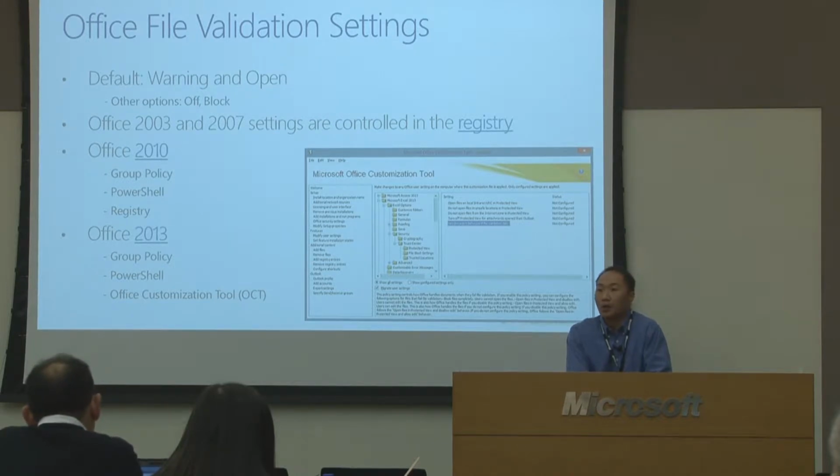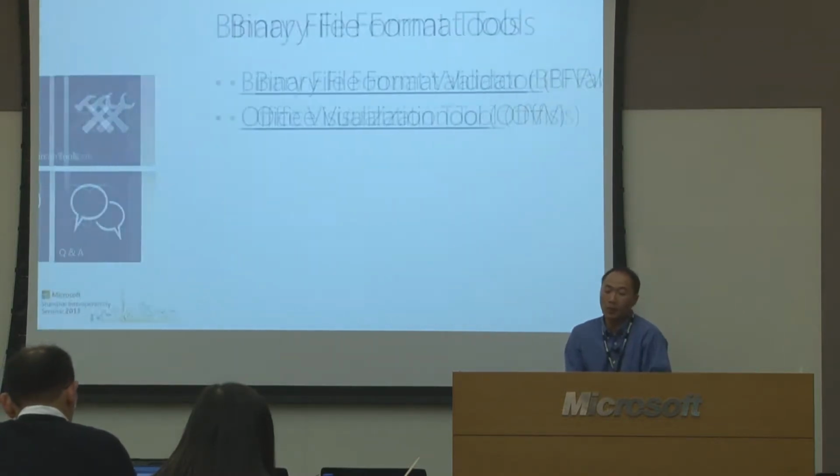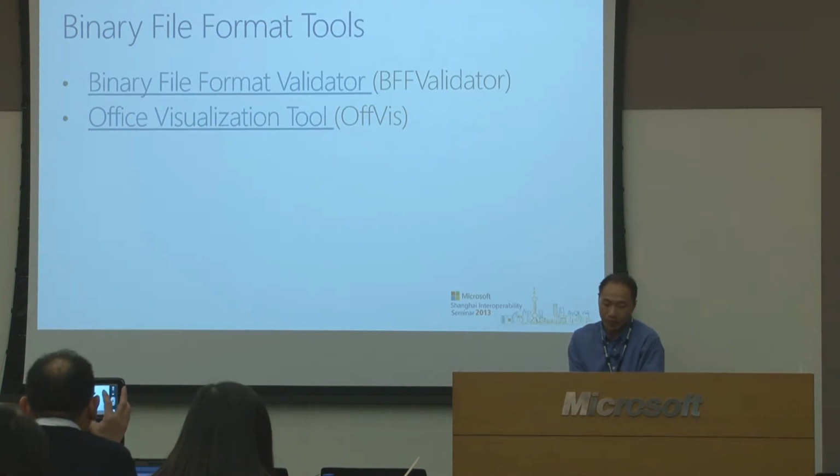So I mentioned OFV only tells you there's a potential problem. It doesn't really tell you what the problem is. So we've developed a couple of tools to allow you to further validate the file, and also to investigate, browse, and edit the binary file format files. Here we have two tools. One is called the Binary File Format Validator, BFF Validator, and the other one is the Office Visualization Tool, OFVIS. Both of these tools are currently available, and they are standalone tools that you can just download and use.